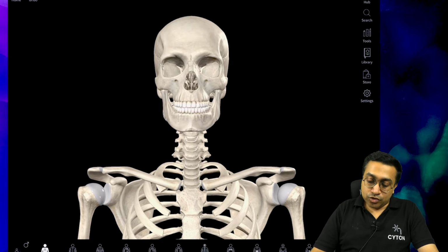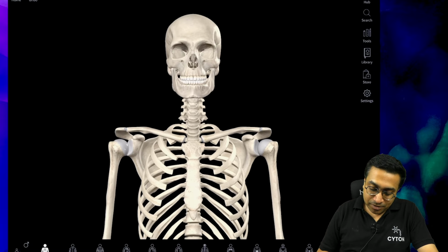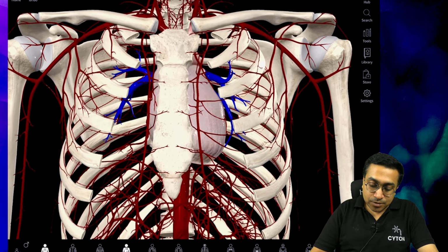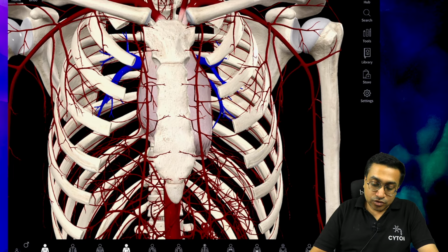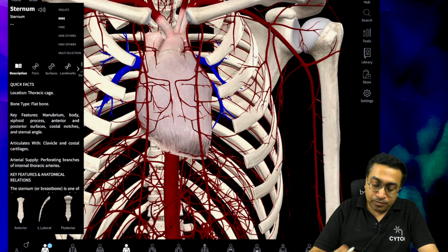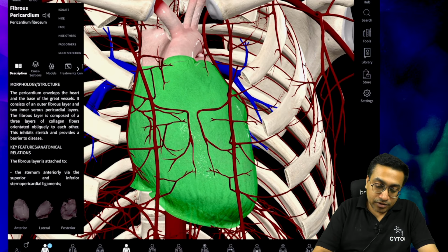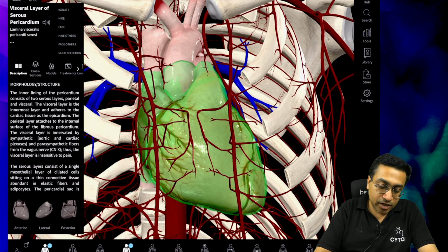All right, so you are familiar with this skeleton now, right? So let me bring up the arterial system. You can see this beating heart in the center, which will act as a starting point for us. Let me remove this sternum. You can see this heart with the fibrous pericardium. We will study all these things region wise, about the pericardium and everything.